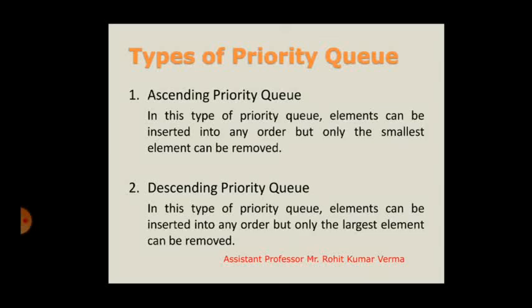Second, we have the descending priority queue. In case of descending priority queue, the elements are inserted in any order, but the largest element is removed first. So there are basic differences between ascending and descending. Insertion is random, but in case of ascending, first of all the smallest element is removed, while in case of descending, first of all the largest element is removed. I think this is clear.